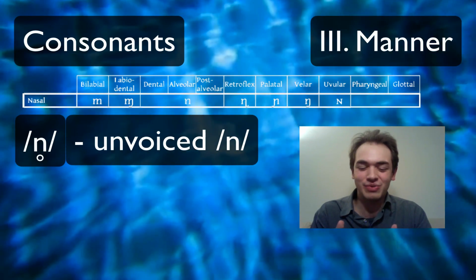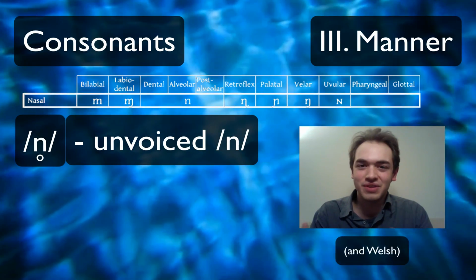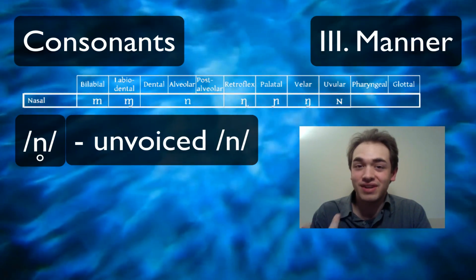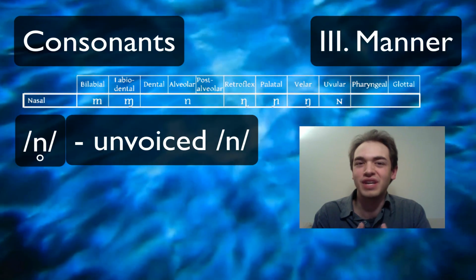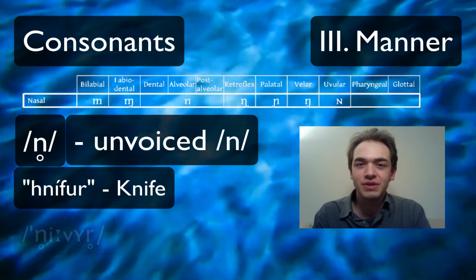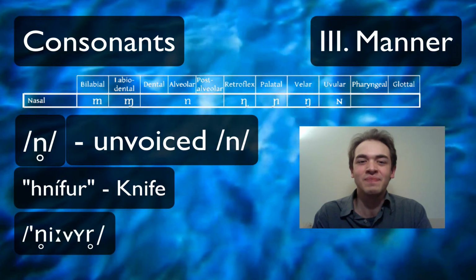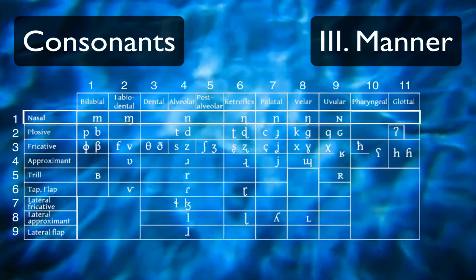We're going to keep coming back to Icelandic because they have all these cool consonants in Icelandic. Icelandic uses unvoiced nasal consonants, and so you have this awesome word for knife, which is hnífur. You'll also notice that the R should be unvoiced. Hnífur. Let's move on to plosives.